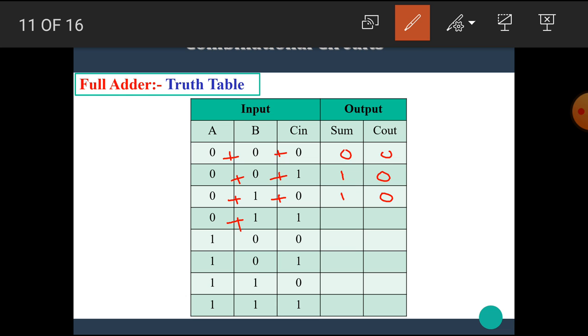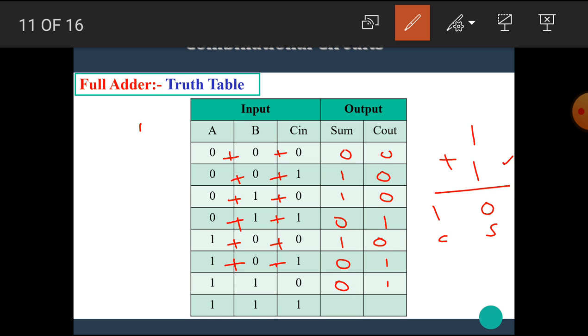0 plus 1 is 1 and 1 plus 1, we know that when 1 plus 1 condition occurs, then sum is 0 and carry is 1. Okay, that means here sum is 0 and carry is 1. Here again 1 plus 0 is 1 and 1 plus 0 is 1, that means sum is 1, carry is 0. Again here 1 plus 0 is 1 and 1 plus 1, that means this condition occurs again, that means sum is 0 and carry is 1. Again let's see 1 plus 1, sum is 0 and carry is 1.